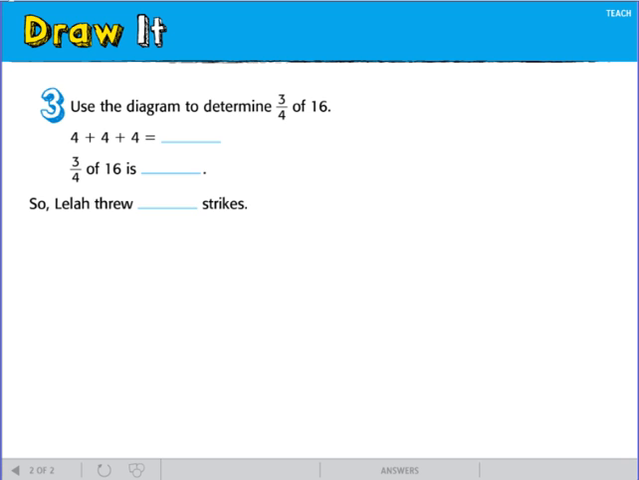So right here it says use the diagram to determine 3/4. So we have 4 plus 4 plus 4, which is 12. So 3/4 of 16 is 12.